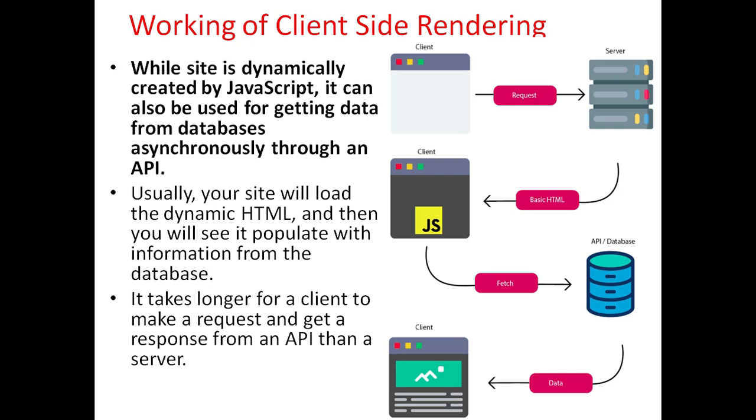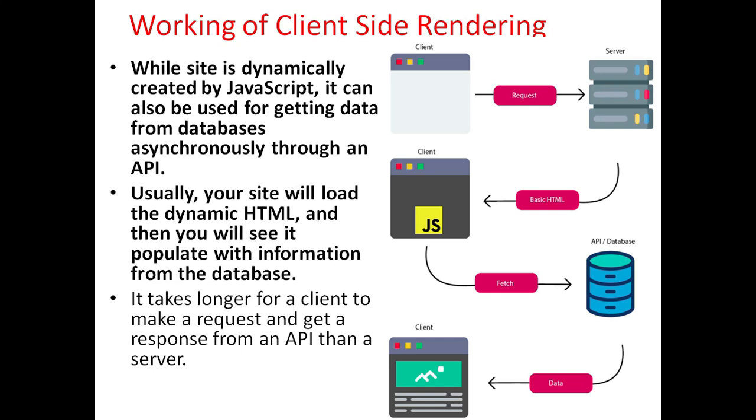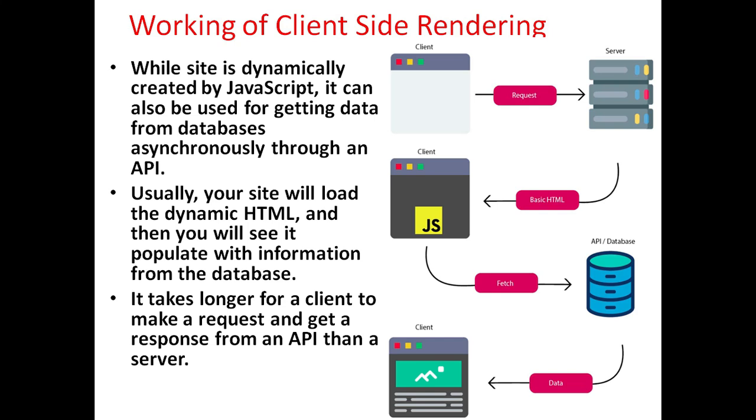When the site is dynamically created by JavaScript, it can also be used for getting the data from the databases asynchronously through an API. Usually, the site will load the dynamic HTML and then you will see the information from the database on your web page. It takes longer for a client to make a request and get a response from an API than a server. First, the client requests to the server, then the server sends basic HTML files with JavaScript. JavaScript fetches the data from the API or database, and then this data will be displayed on the client web page.